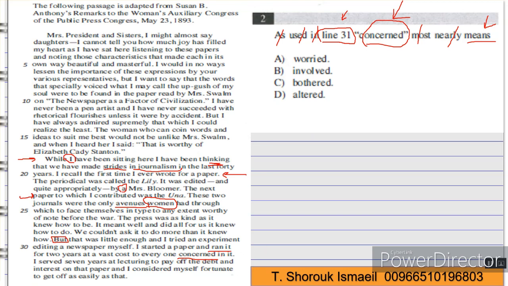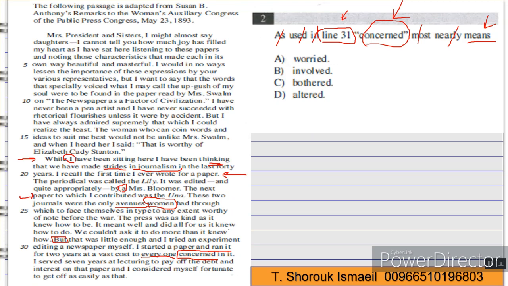As we said, in this kind of question, we are asked to figure out the meaning of a word according to its context. So, concerned. So we're talking about everyone. So we're talking about members or people concerned in it. I started a paper, a newspaper, and ran it, managed it for 2 years at a vast cost to everyone concerned, that have to do, linked, related, okay, in it.